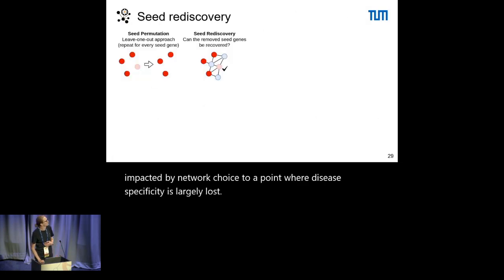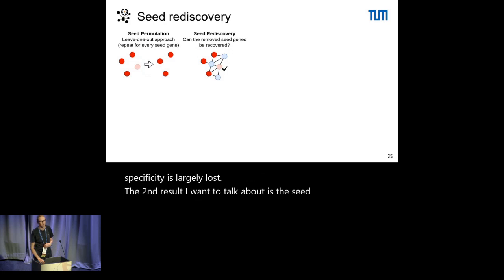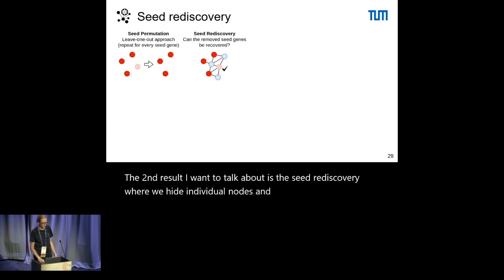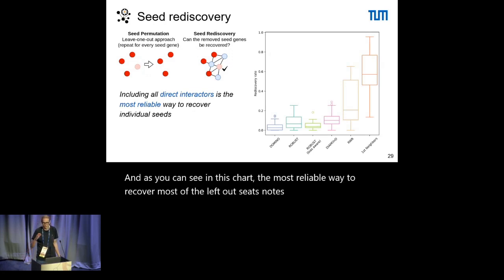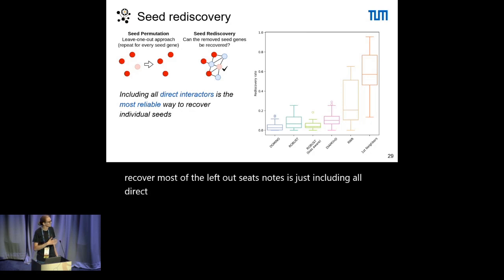The second result I want to talk about is the seed rediscovery, where we hide individual nodes and check if the algorithms can recover them. As you can see in this chart, the most reliable way to recover most of the left out seed nodes is just including all direct interactors of the remaining seeds, like the first neighbors approach does it.